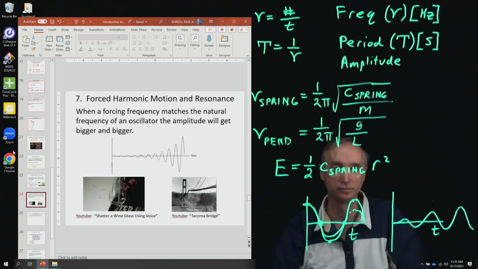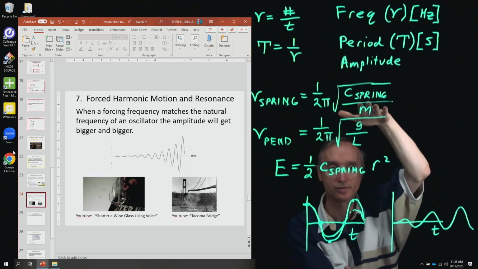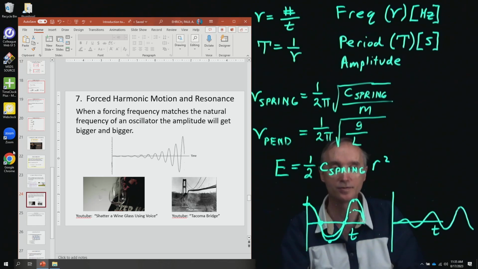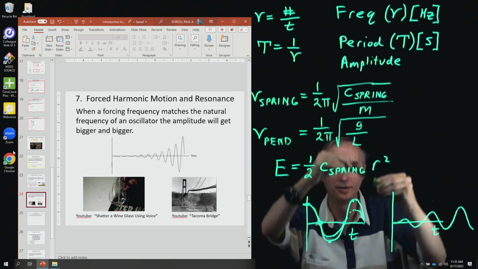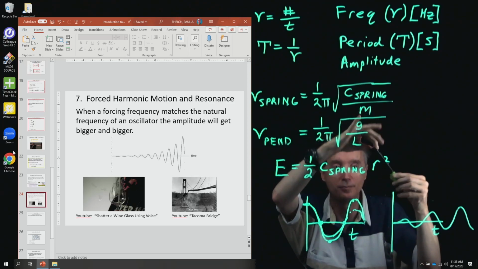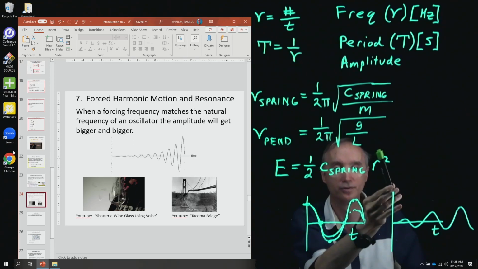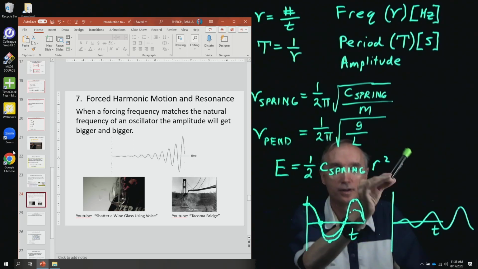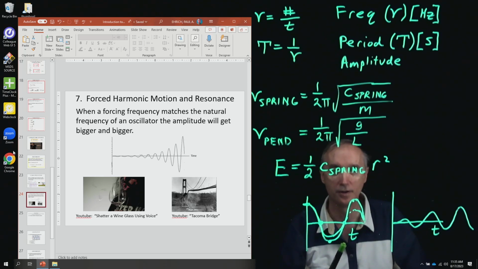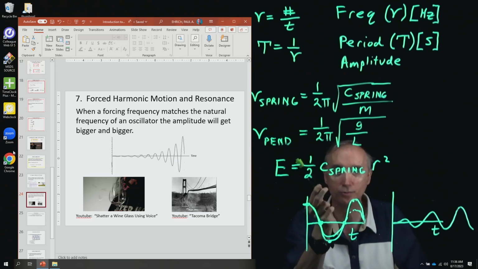Buildings do the same thing. Buildings are different heights, so you can think of a building as being an inverted pendulum. A pendulum does this. A building does this. So during an earthquake, a building can go back and forth and it will vibrate at its natural frequency. But if the frequency of the earthquake matches the frequency of the building, then the amplitude will get larger and larger and larger until it collapses.